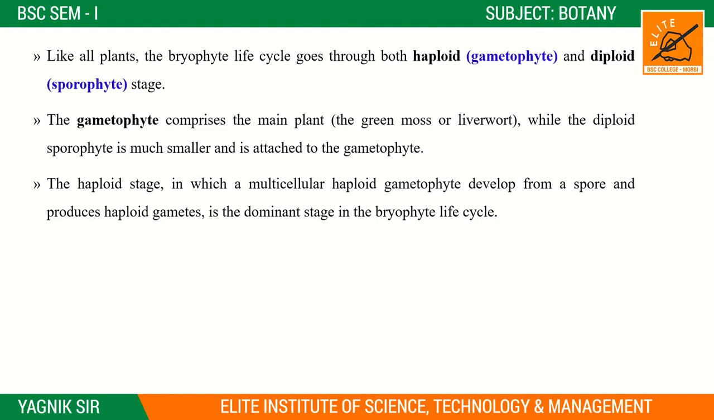So here the haploid stage, in which multicellular haploid gametophytes develop from the spores and produce the haploid gametes, is the dominant stage in the bryophytes in the whole life cycle, right?